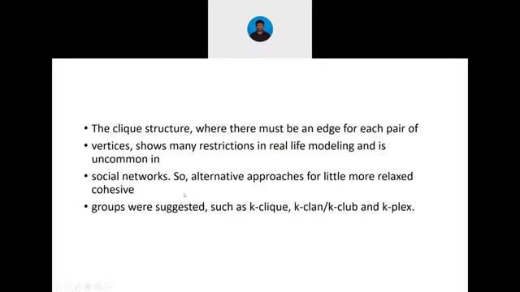So for a particular node in a network, we couldn't reach each and every vertex in that network in a real social network. Hence we are going for an alternative approach. Those approaches are called K-clique, K-clan, K-club and K-plex, right? Why have we gone from clique to K-clique, K-clan, K-club and K-plex? Simply because we couldn't model real life social networking with the help of clique.